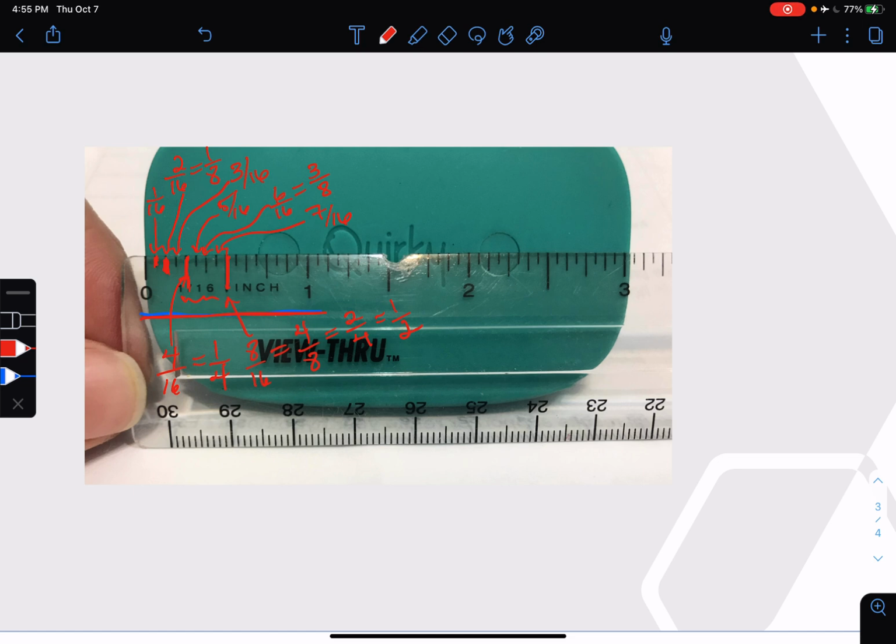Okay, so then the next one would be 9/16, 10/16, and so on, all the way up to 16/16 right there. And anything divided by itself is what? Is 1. Okay, so 16/16 is 1 inch. Whew, all right. Now that we've got through with that, let's go ahead and do the measurement.